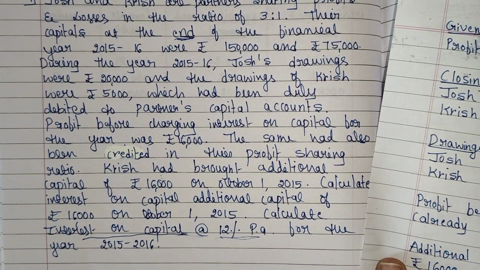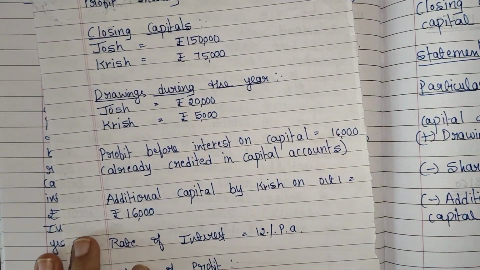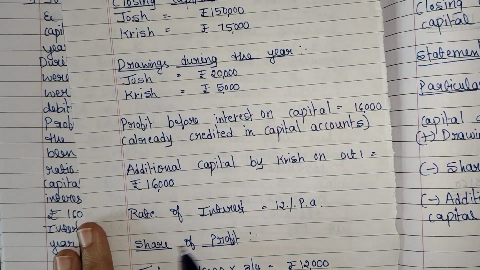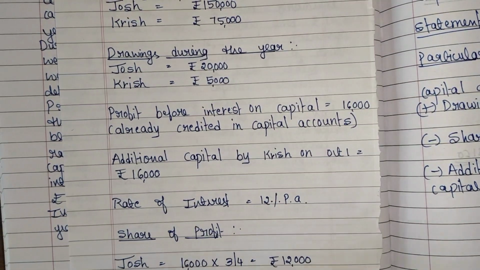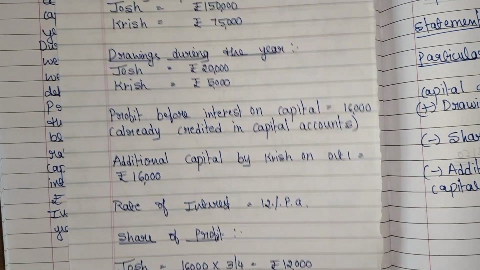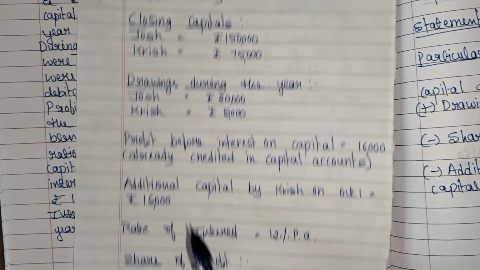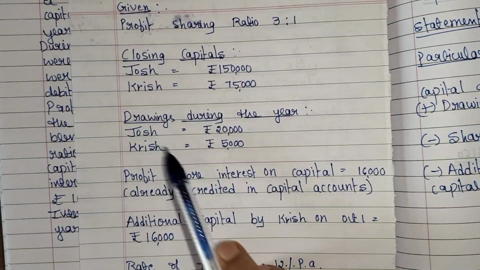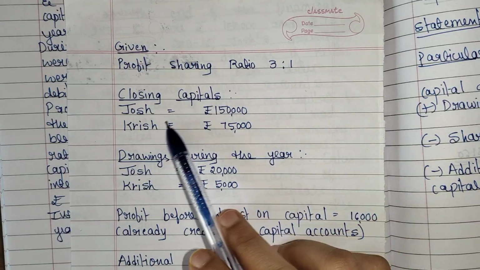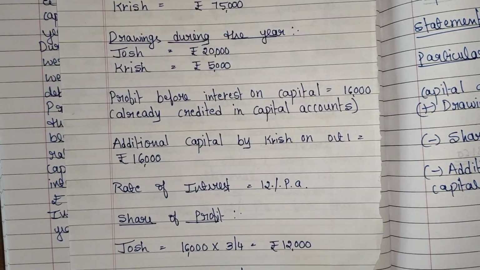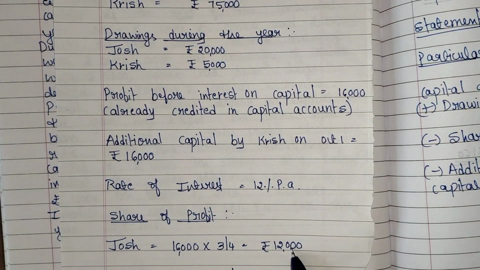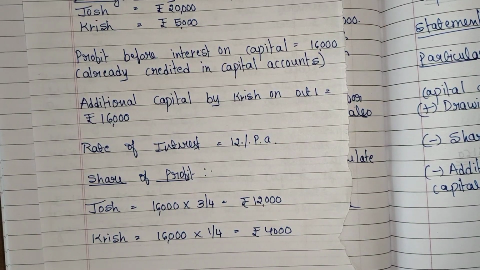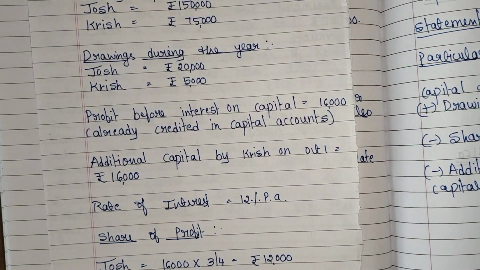After that, additional capital introduced by only Krish, 16,000, and the rate of interest is 12%. Now we need to calculate the share of profit in the ratio of 3:1. The profit is 16,000 and the ratio is 3:1, means 3/4 to Josh and 1/4 to Krish. So Josh 16,000 into 3/4 is rupees 12,000 and Krish 16,000 into 1/4 is 4,000. Clear? So this is the given information.